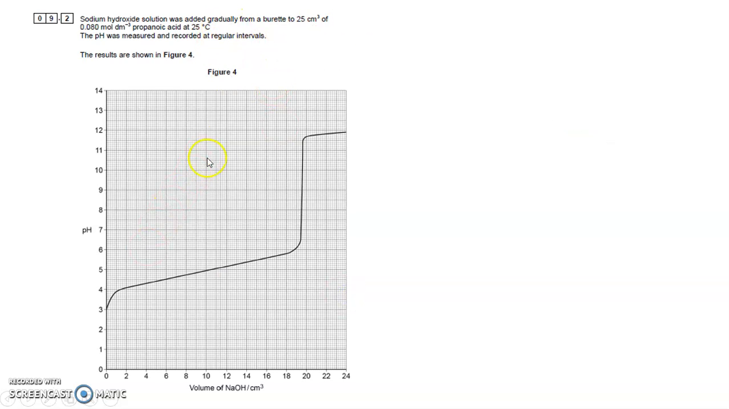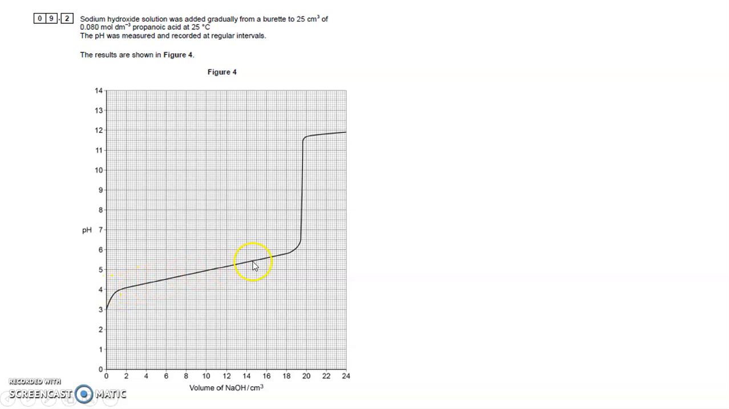Sodium hydroxide added gradually from a burette to 25 centimeters cubed of 0.08 mole propanoic acid at 25 degrees C. I can see that this is a weak acid because it started out at about pH 3 and the pH is only rising slowly. When I get a weak acid and a strong base like sodium hydroxide, I get a buffer here. I'm making a buffer, and that's why it's only rising slowly. I'm getting a buffering effect at around about when 1 centimeter cubed of the sodium hydroxide has been added. It's starting to slow the rise in the pH around about here.